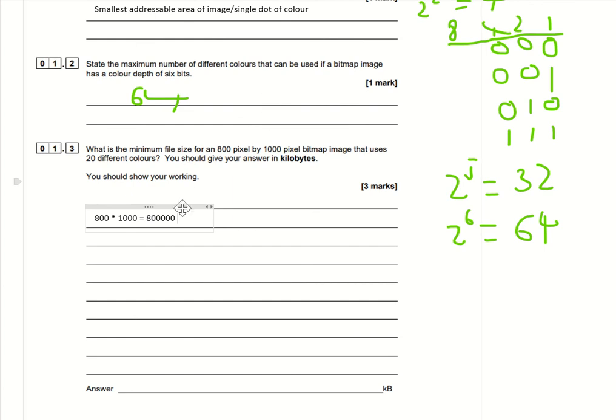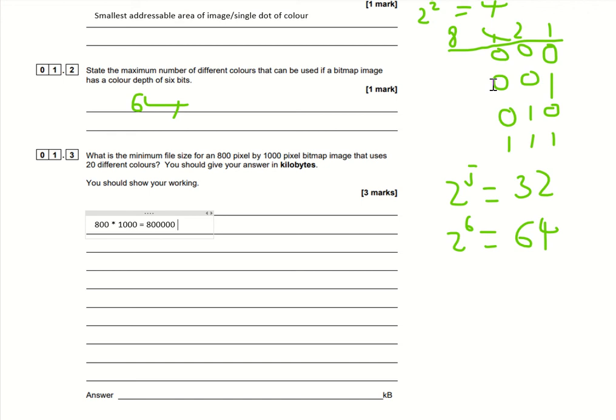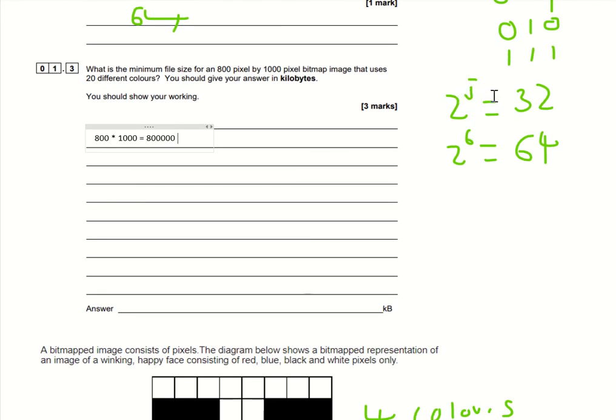Now we need to multiply that answer by the color depth. So there are 20 different colors. So remember, 2 to the power of 3 is 8. 2 to the power of 4 is 16. So I need 2 to the power of 5. I need 5 bits to represent 20 different colors. Okay, so I need 5 bits. So what we do is we multiply that by 5, which then gives us this value here.